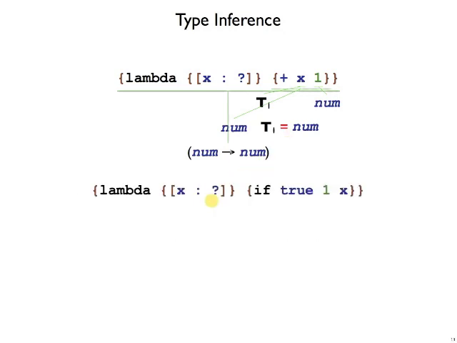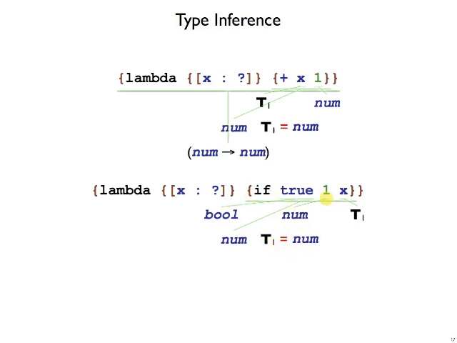Here's another example. I've got x with a question mark, so that's going to be some type variable t1. And as we type check the body expression, true has type boolean, 1 has type num, x has type t1, because we made up a t1 for this question mark. And then we have to make sure that the type of the then expression and the else expression are the same. So we will end up equating t1 to num again.